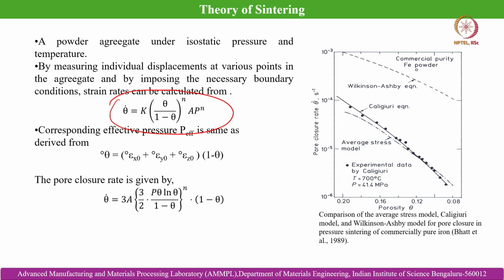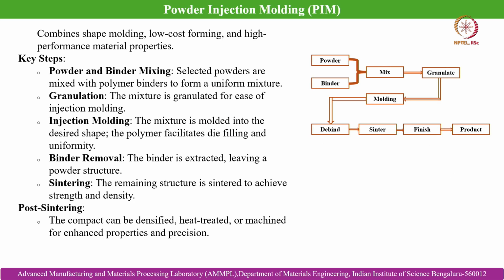So, the pore closure rate can be expressed as theta dot is equal to 3 a, second bracket 3 by 2 p theta ln theta by 1 minus theta to the power n into 1 minus theta. So, this is basically the expressions for strain rate and pore closure rate in case of simultaneous pressure and temperature assisted sintering. The example of that is HIP, that is hot isostatic pressing. So, with that we are done with the different process condition variables and the micro mechanisms of the sintering densification process, and the mass transfer models also we have discussed.